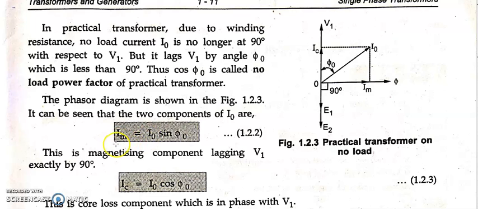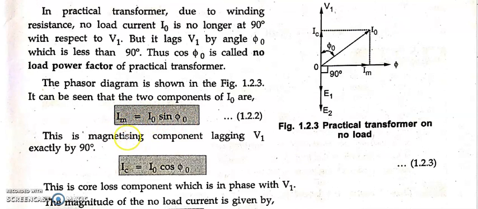Okay, Im by I naught equals sin phi naught, or else you can write it as Im equals I naught sin phi naught. Why am I writing like this? Because I need to calculate the magnetizing current, to be precise. If I know the power factor angle, that is the no load power factor angle, and the no load current, then I can easily calculate the magnetizing current, how much current is utilized to magnetize the core.